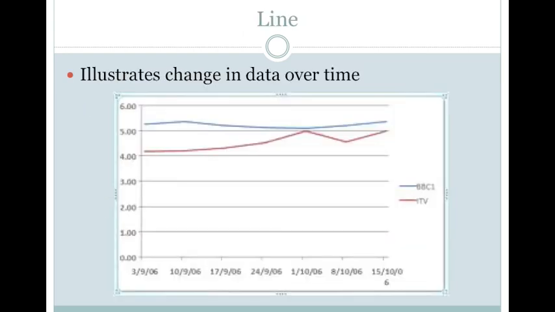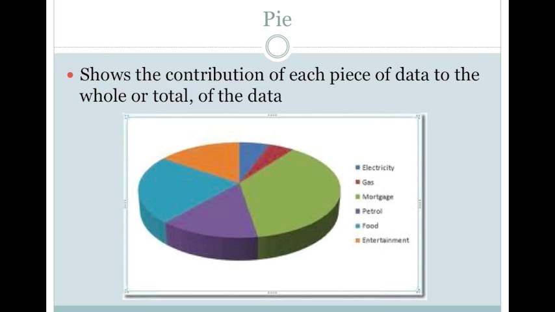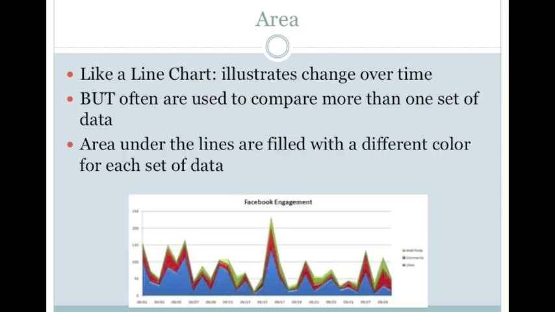Line is going to illustrate change in data over time. And as you can see, it's pretty self-explanatory. It's just literally colored lines on a paper, and it shows the peaks and the valleys of the data. Pie is going to show the contribution of each piece of data to the whole or total of the data. So basically here you can think about it as a quick visual representation of your entire data and how each piece is breaking down compared to the whole.